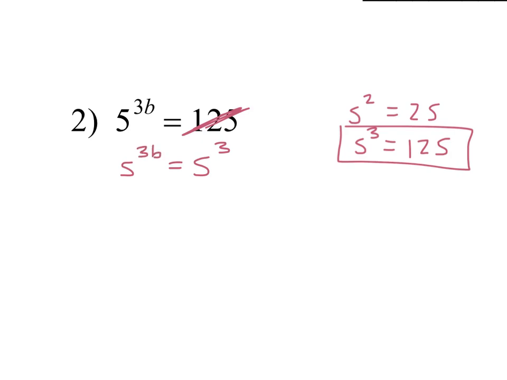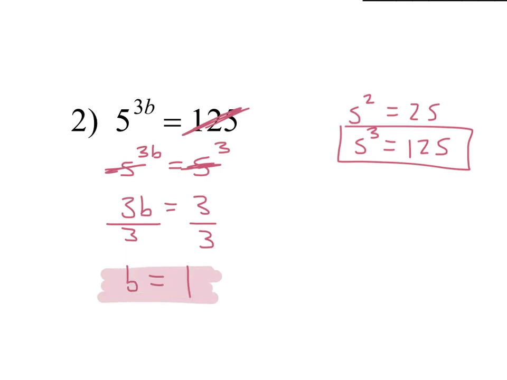Now that our bases are the same, we can cross out the bases, and we just set our exponents equal to each other. So we have 3b is equal to 3. We divide both sides by 3. So we have b is equal to 3 divided by 3 simplifies to 1. So this is our answer for number 2.